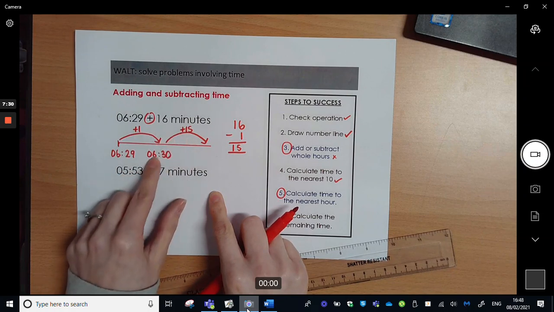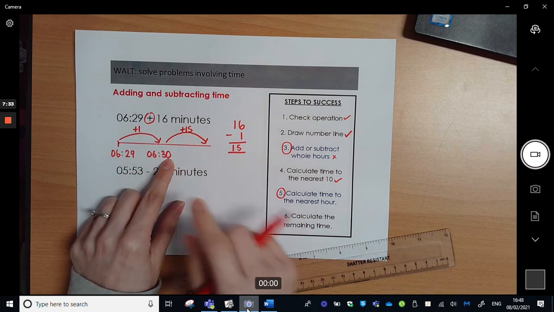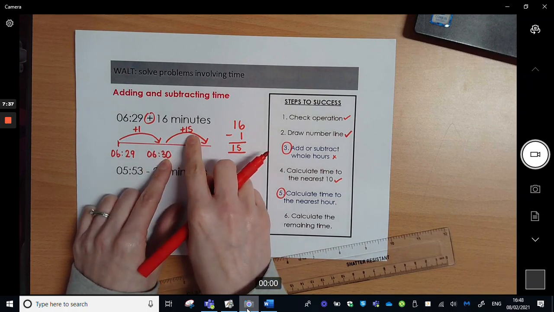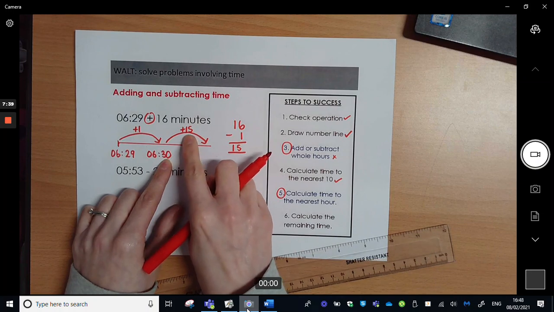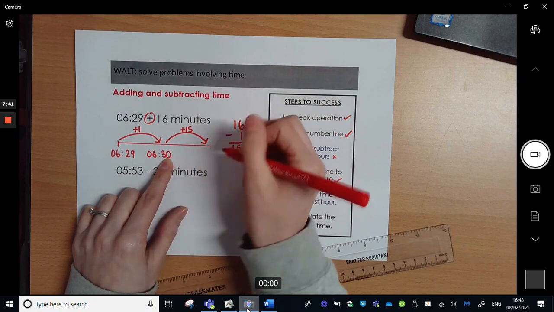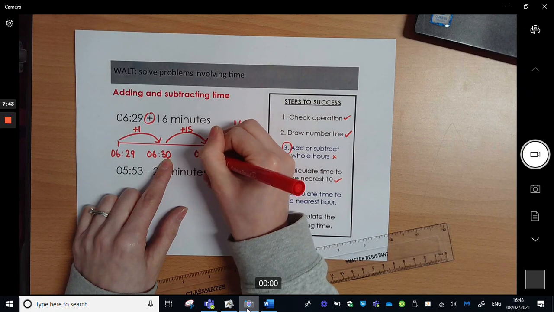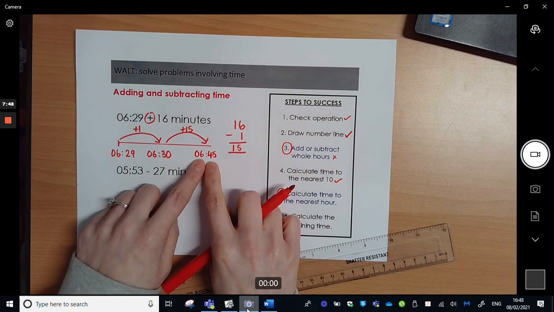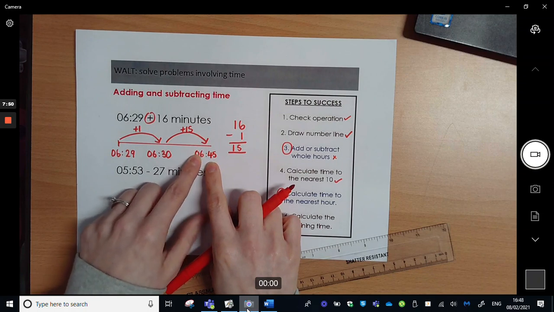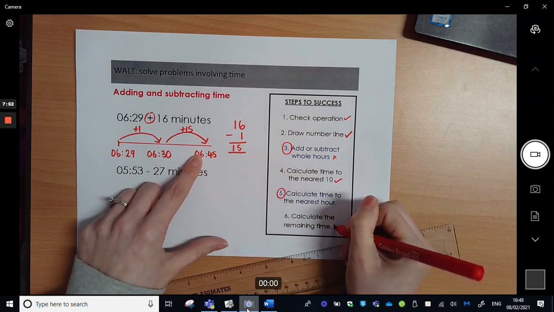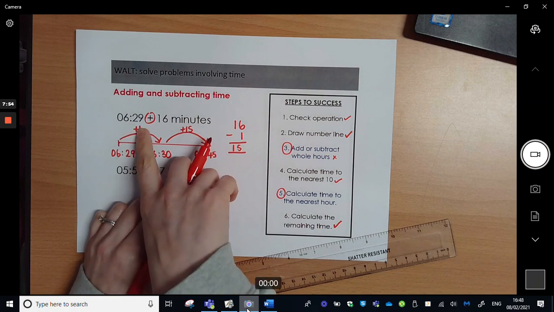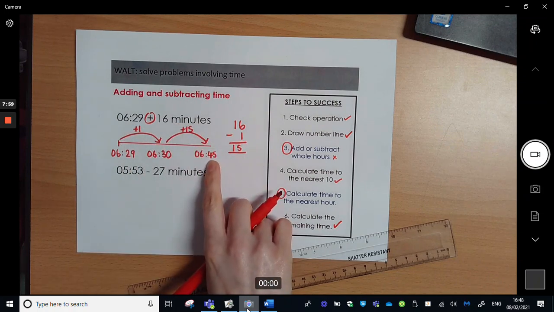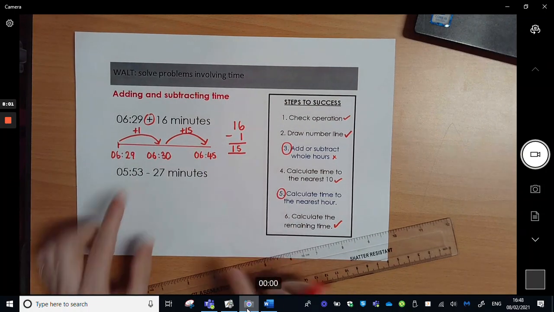Now, because I've rounded to the nearest 10 here, I can easily do this in my head now. 30 plus 15. I know that 30 plus 10 is 40, plus 5 is 45. So it's going to be 6:45. And I know that's correct because it hasn't gone past the hour, so it's still going to be 6 o'clock. So I've calculated the remaining time. So 6:29 plus 16 minutes is 6:45. Okay? Let's have a look at an example with subtraction now.